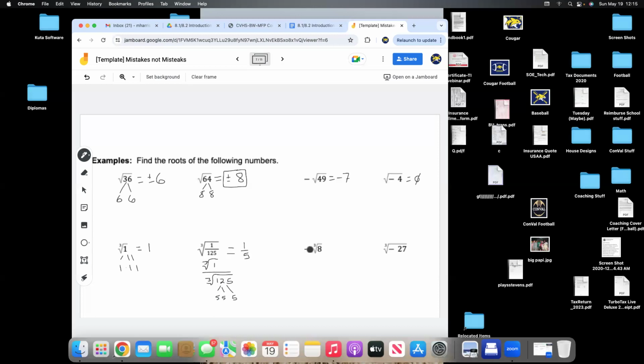And then this one, we want the negative cube root of 8. Well, the cube root of 8 is 2 times 2 times 2. And because we want the negative, the answer will only be -2.